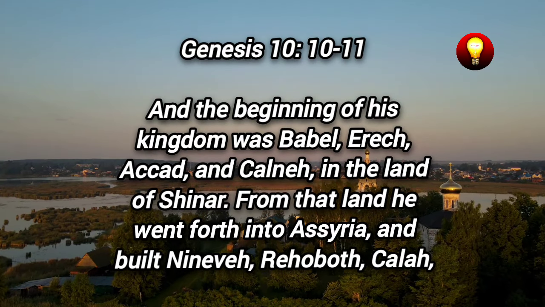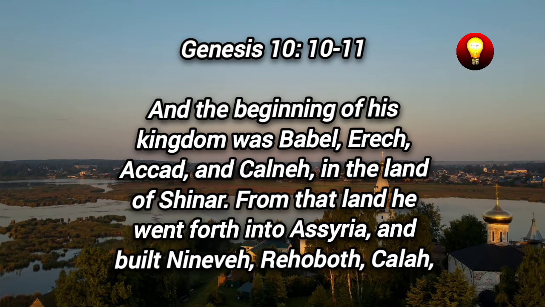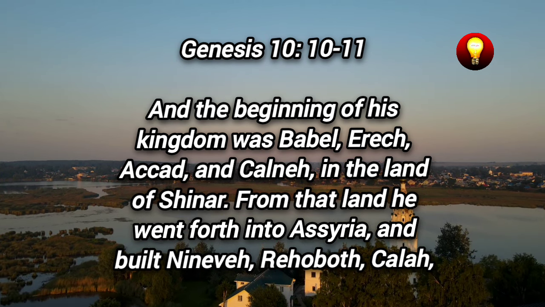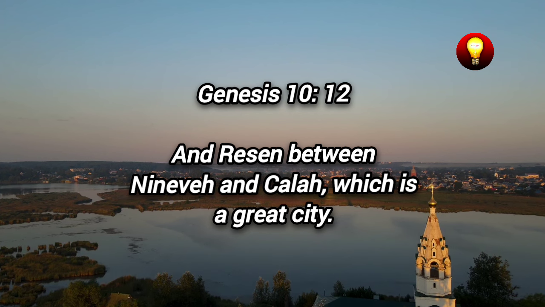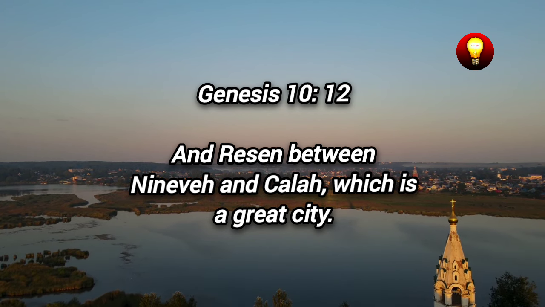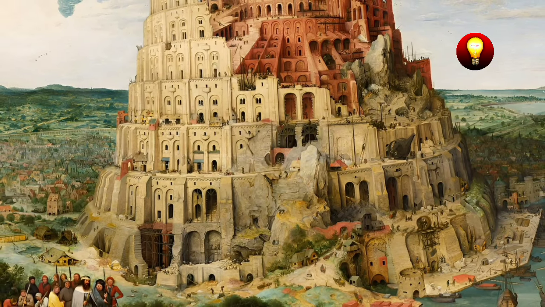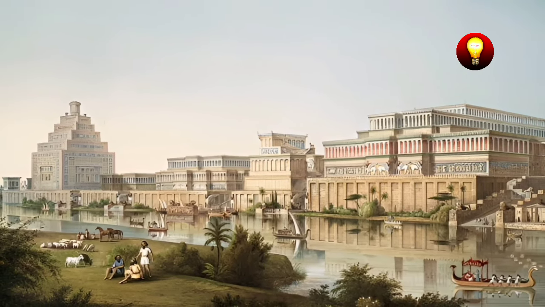Now, the verses presented in this chapter 10 of Genesis show us the cities that Nimrod founded. And the beginning of his kingdom was Babel, Erech, Akkad, and Calneh, in the land of Shinar. From that land he went forth into Assyria, and built Nineveh, Rehoboth, Calah, and Resen, between Nineveh and Calah, that city being great. Of these cities we can highlight 2 key cities, Babel, which gave rise to Babylon, and Nineveh, which became the capital of Assyria.